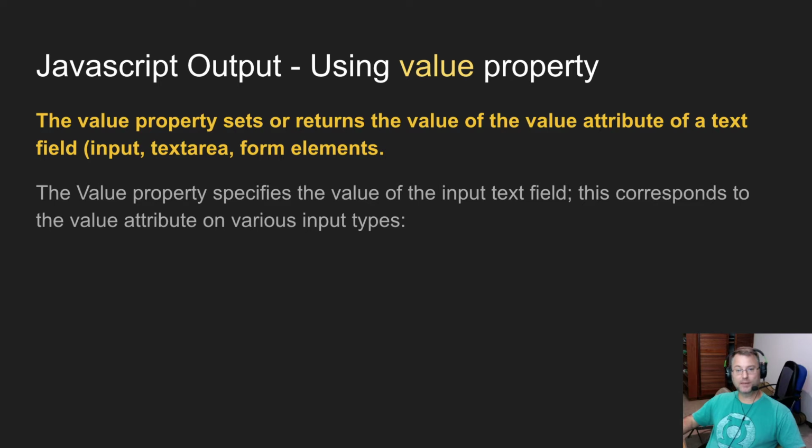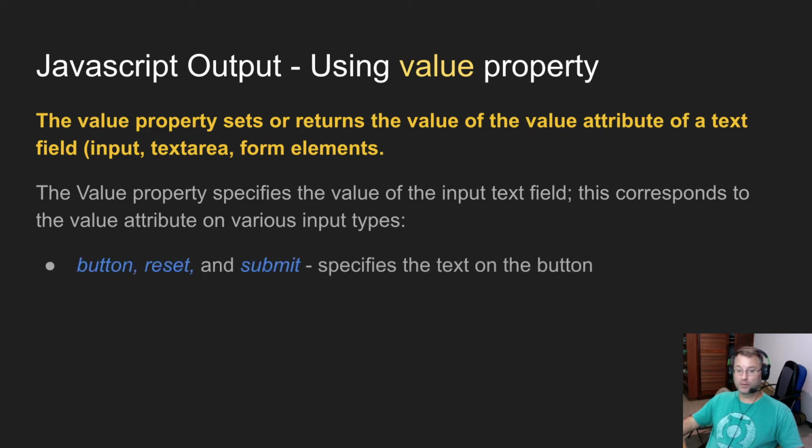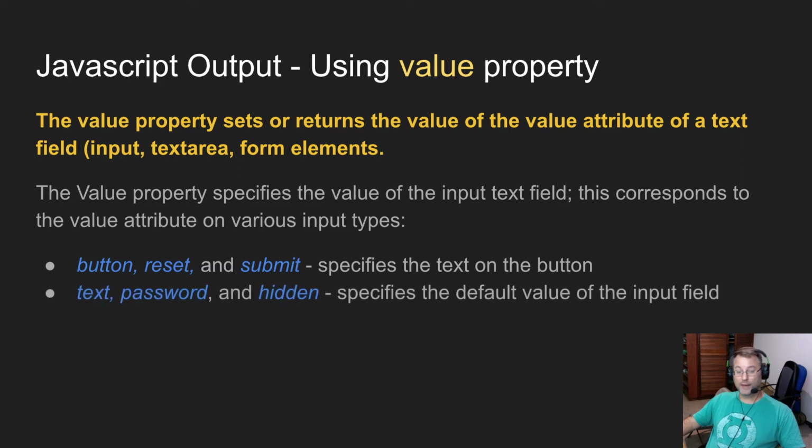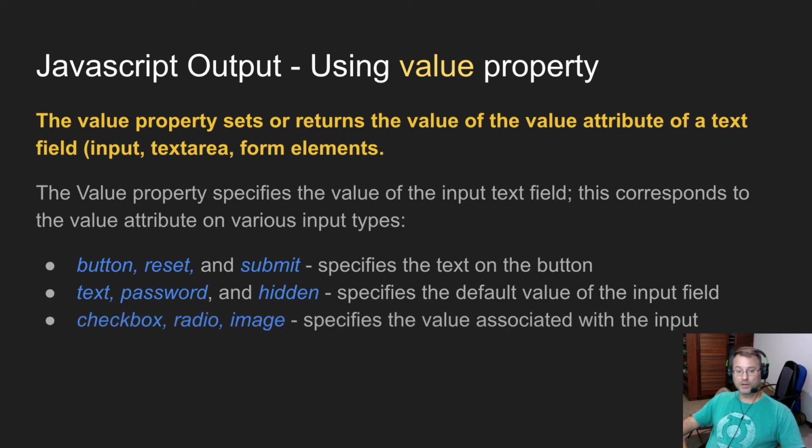Now, the value property specifies the value of the input text field. This corresponds to the value attribute on various types. So it could be a button, a reset button, a submit, where it specifies the text of the button. And so with that value property, you can change those values. The value attribute also specifies the text, whether the field contains text or password or hidden. And so using this value property, you can address value attributes. You can also address this for checkboxes, radio, or even the image.